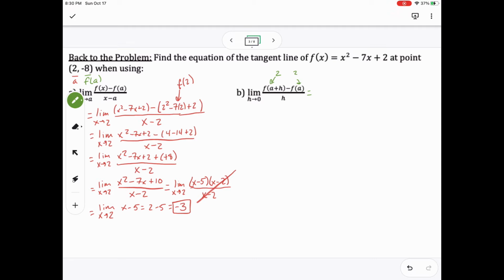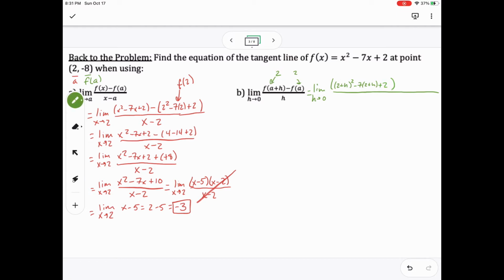So it's going to be 2. So I already know what f of a is, or f of 2 is. It's negative 8. So if I want to, I can just plug that in. Now, a lot of you are probably going to get thrown off by the 2 plus h here. Remember, that is our value, or our x, so I'm going to plug it in for where I see x.